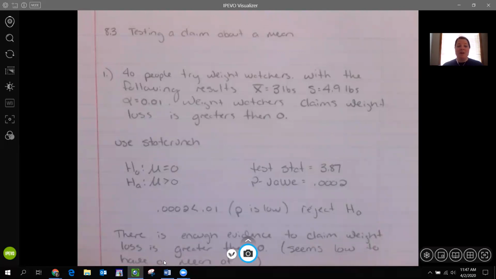Weight Watchers claims weight loss is greater than 0. So that's their thing. They are claiming that people lose more weight. Okay, so we have to do our null hypothesis here. And instead of a P, because we're not doing a proportion, we have a mean. We're going to use that population mean equals 0, and the alternative, population mean is greater than 0. So null, alternative. Okay, and then how are we going to do this in StatCrunch?